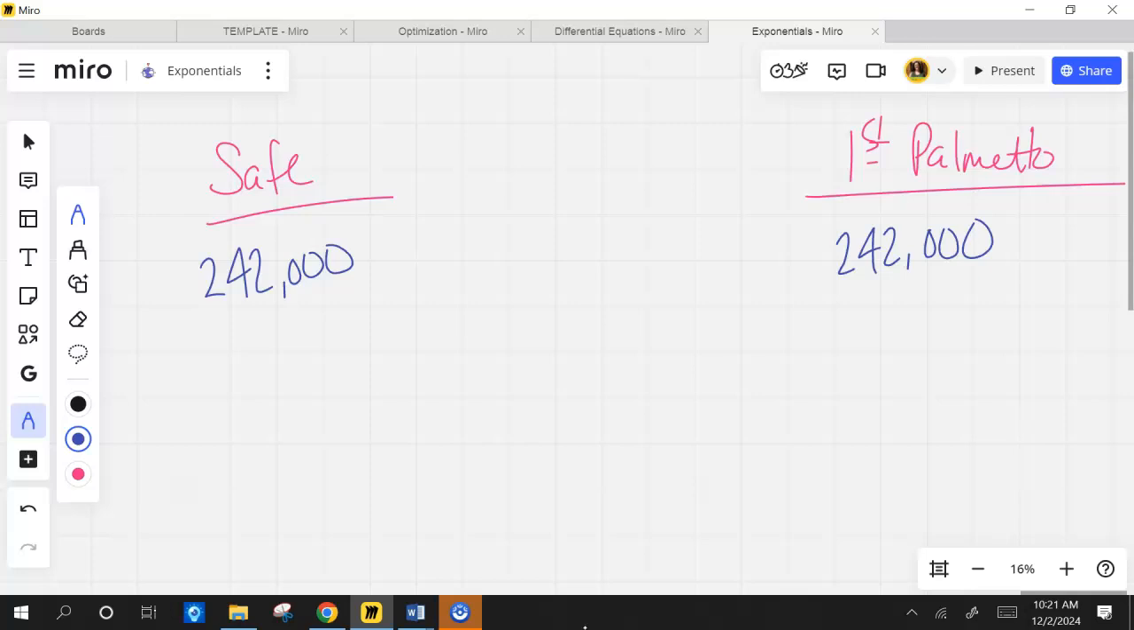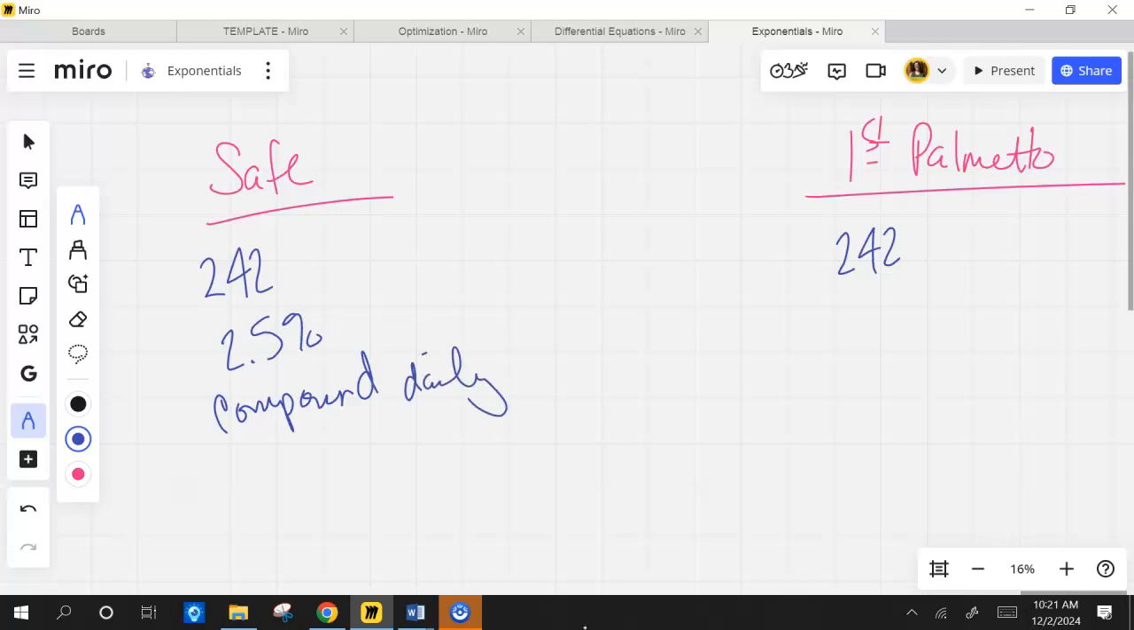You go to the bank with $242,000. I don't know who has that much money. Let's make this a little easier to work with. We're going to say $242. Daniel Jones is making $355,000. And Dill walks into Safe and they say, we will pay you 2.5% interest compounded daily. And First Palmetto tells Rent, we will pay you 2.3%, but we will compound it continuously.